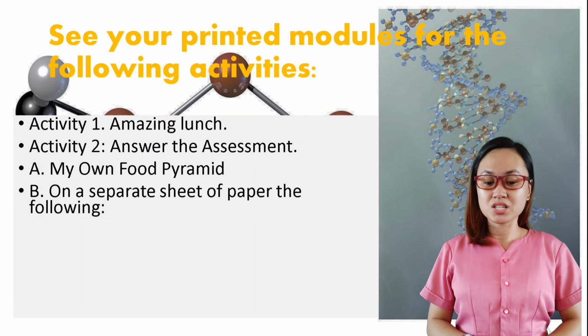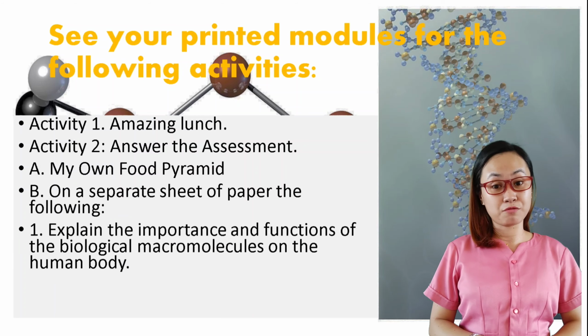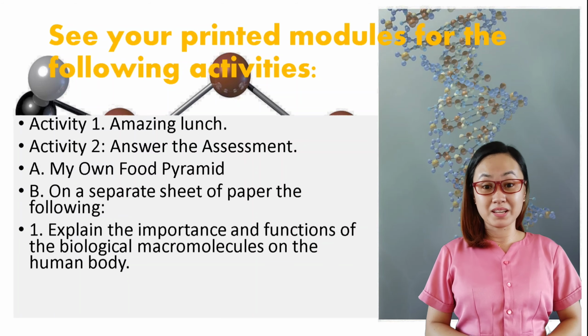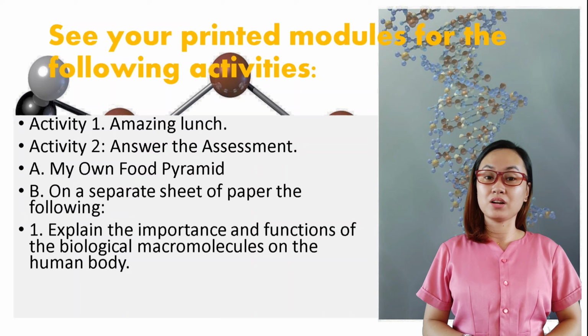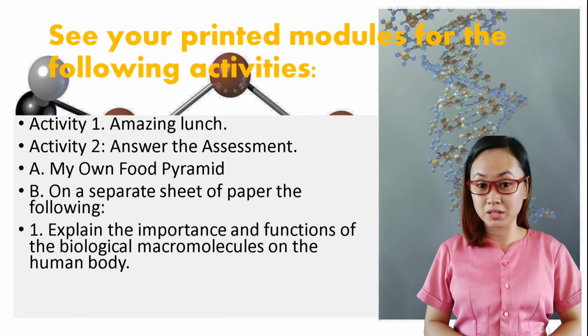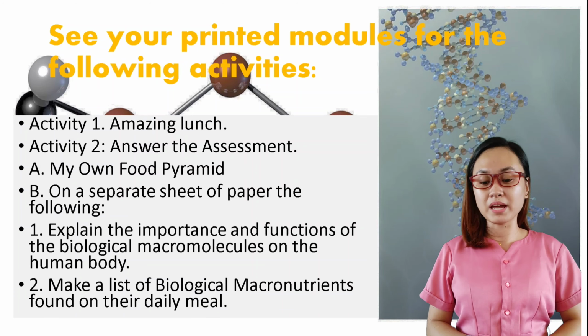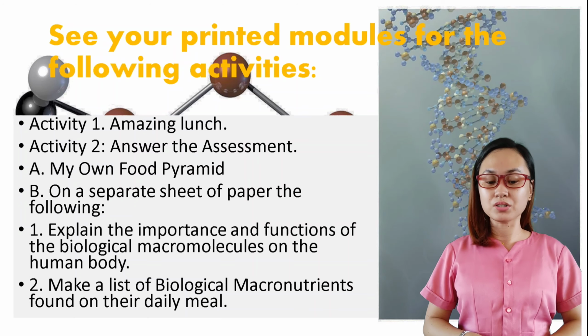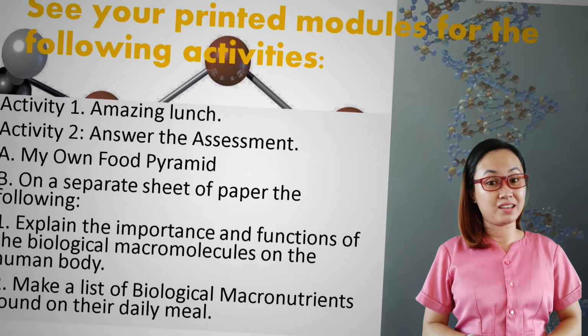On a separate sheet of paper, we will write the following. Number 1, explain the importance and functions of biological macromolecules in the human body. Number 2, we will make a list of biological macronutrients found in our daily meal.